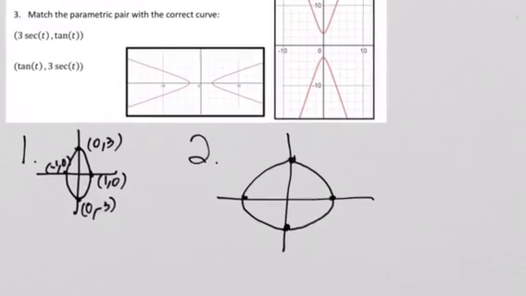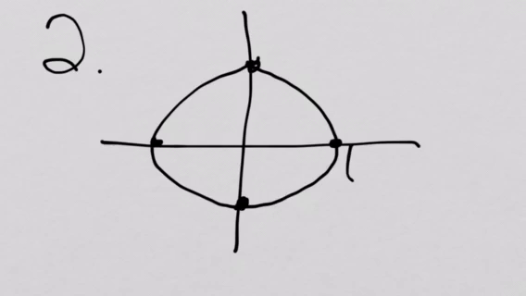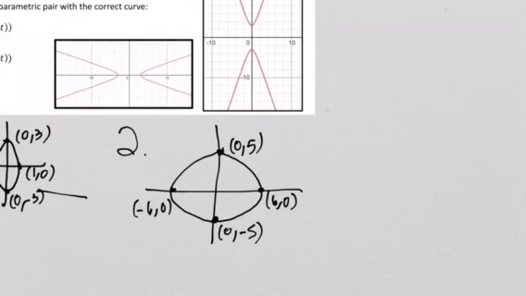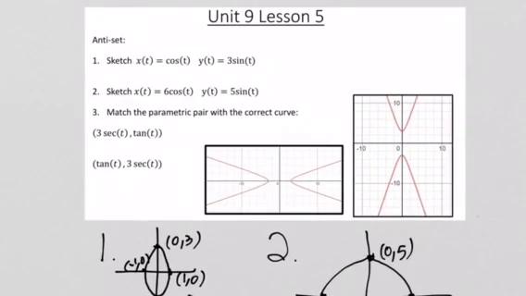And then I'm already forgetting, what do we got? X is 6, right? Okay, yeah, so this is going to be 6, 0. This is going to be 0, 5. This is going to be negative 6, 0, 0, negative 5, right? We just know that we have a semi-major of 6, a semi-minor of 5, so we go 6, 6, 5, 5, and there is our sketch. It's not perfect, but it is labeled correctly, and that is all that really matters.